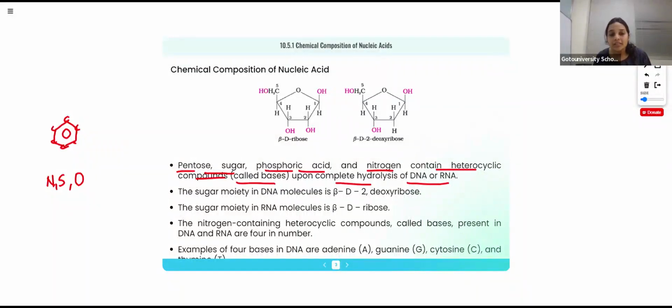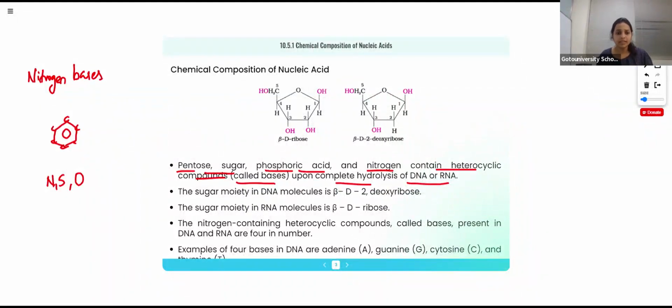So in DNA or in these genetic materials, you can see pentose sugar, phosphoric acid and nitrogen-containing heterocyclic compound. It is clear. It is not sulfur or oxygen. Heterocyclic compound means they may contain sulfur, nitrogen or oxygen. But here, in the case of nucleic acid, they contain nitrogen-containing heterocyclic compounds. They are normally called bases, commonly called nitrogen bases.